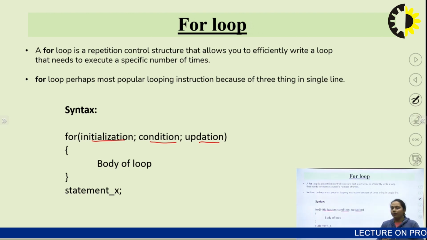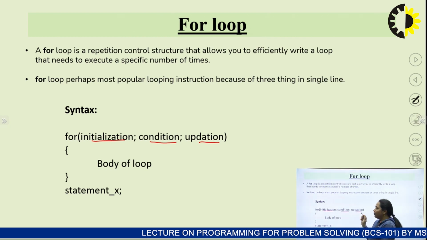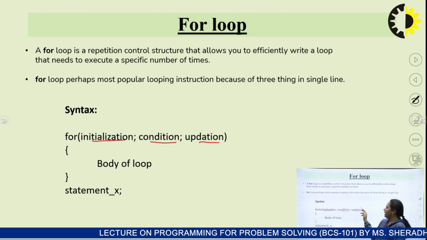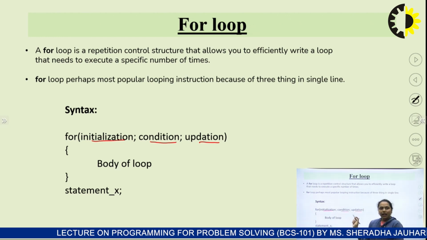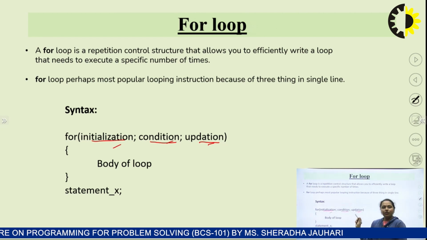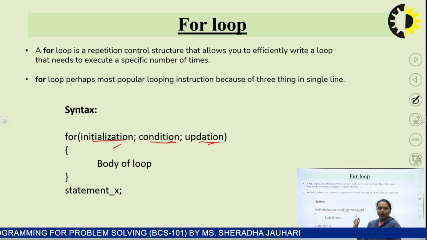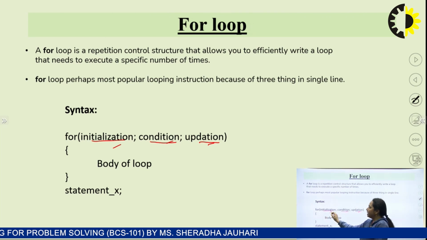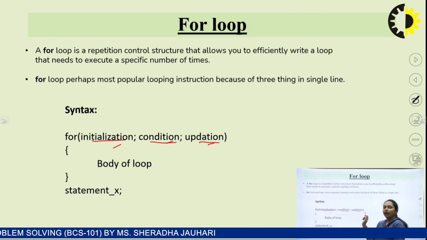Means first of all, before writing the body of the loop, we are initializing a variable. Within the while statement, we are writing the condition, and within the body of the loop, we are writing the updation. But in case of a for loop, all three things are mentioned in one statement only. So here it is written initialization, then condition and updation, and each one is terminated by a semicolon.